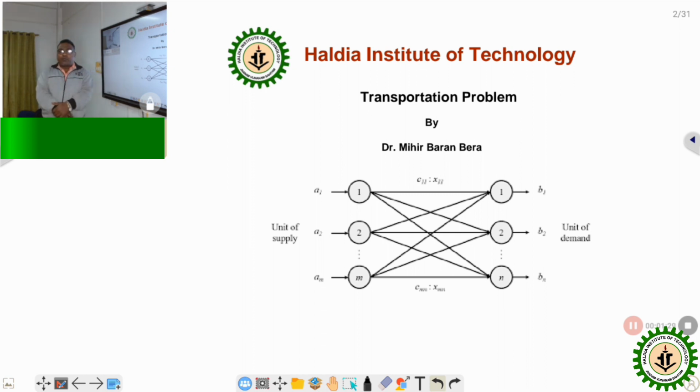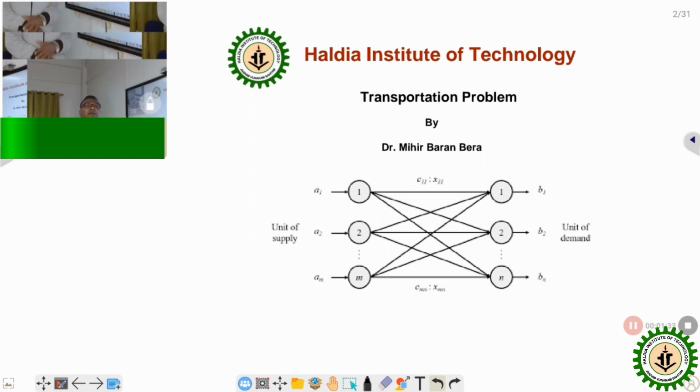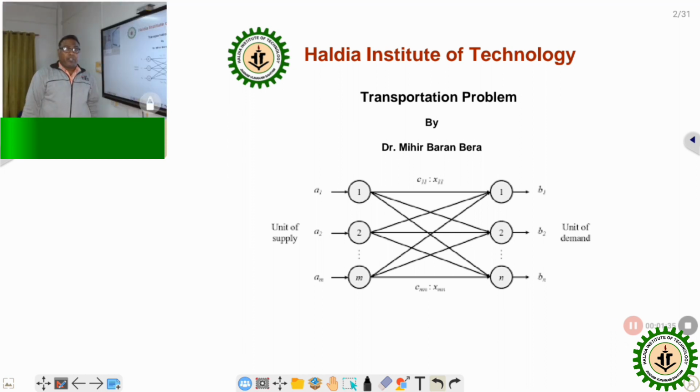Sometimes the transportation problem can also be defined in terms of profit. Later on I will discuss the different types of transportation problem. But initially we are going to discuss what the transportation problem is.